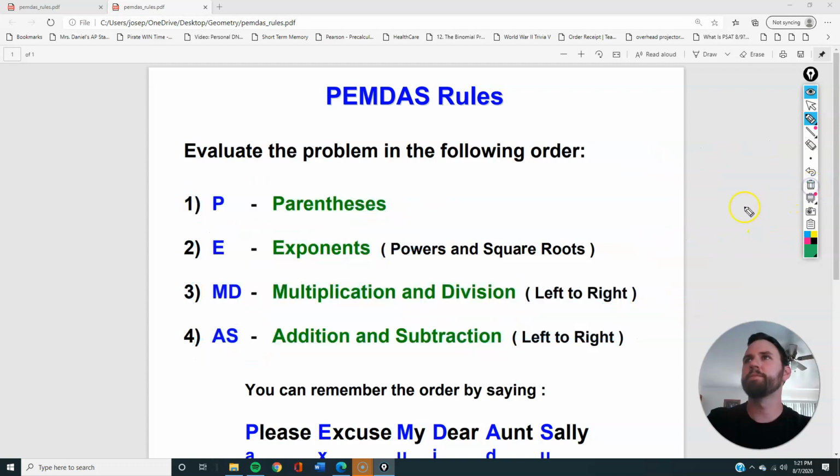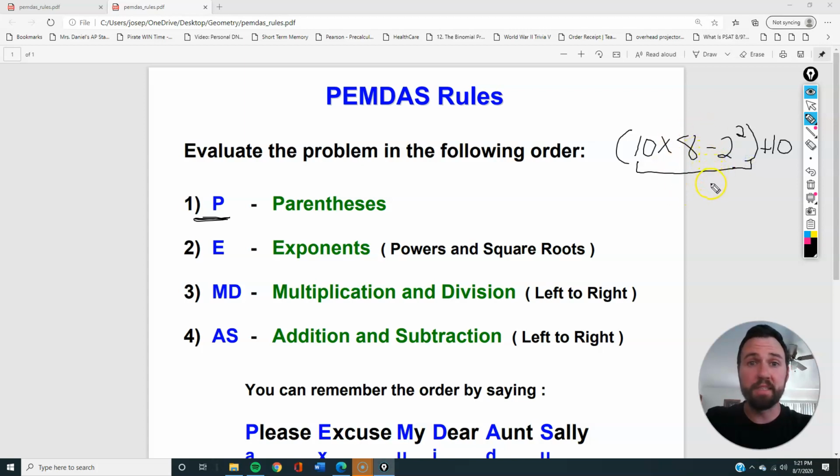Let's do another one. Let's say I'm doing 10 times (8 minus 2 squared) plus 10. Alright. So first thing I'm going to look for are parentheses, right? Which I do. I have one set of parentheses. So I'm going to have to do this whole beast before I do anything else, right? Now within this, I'm going to follow my order of operations. Do I have any parentheses within parentheses? No. Do I have exponents? Yeah, I do. 2 squared.